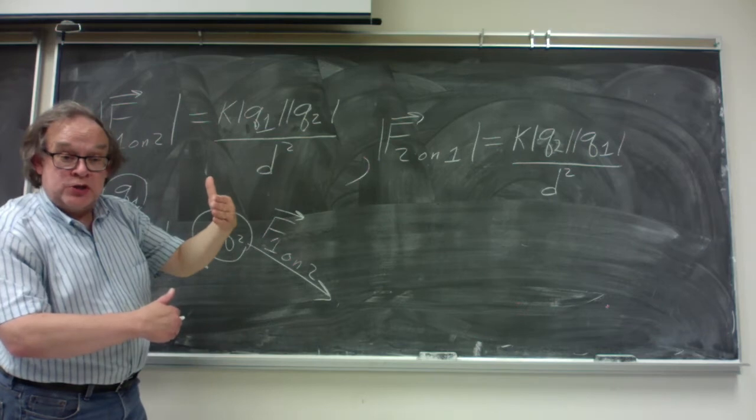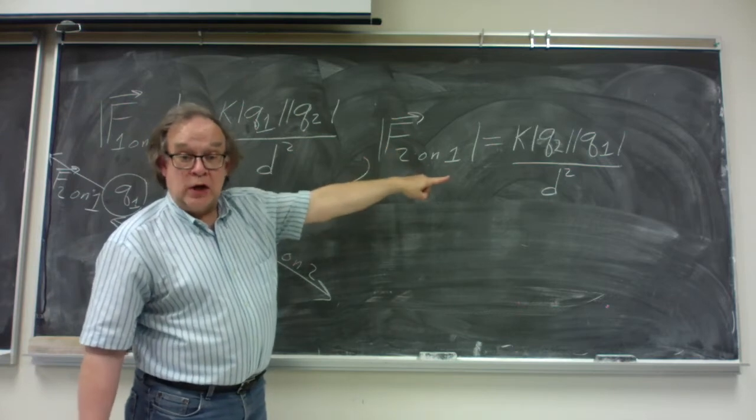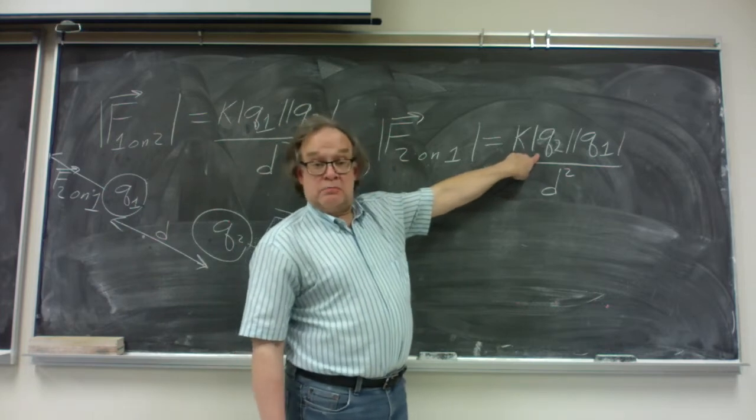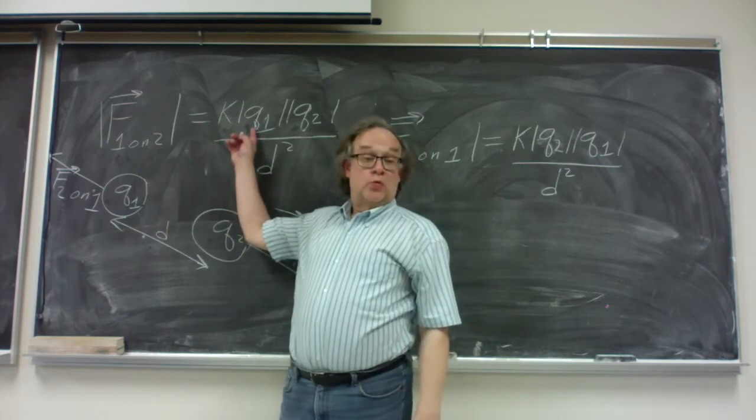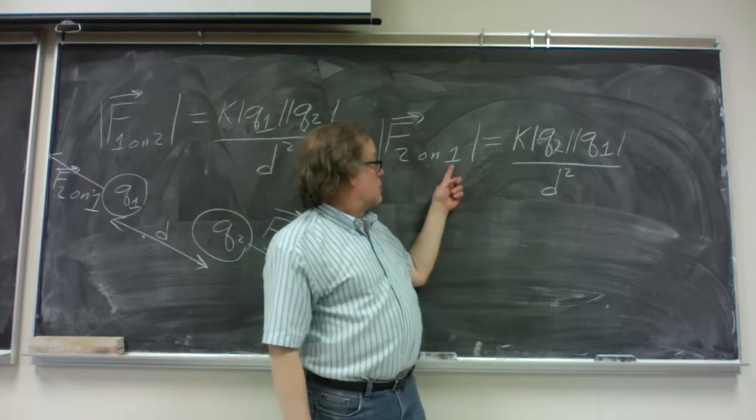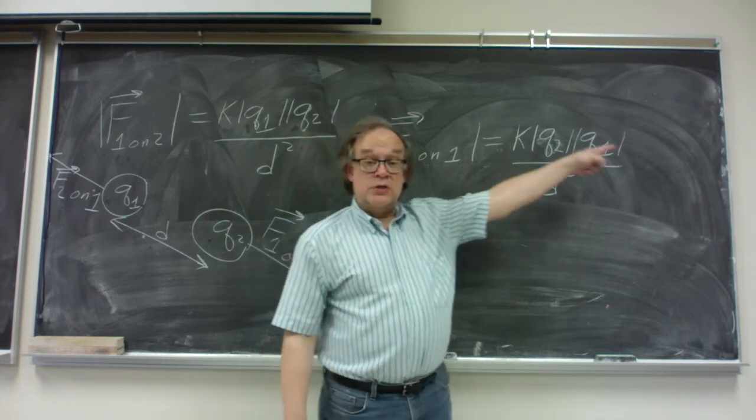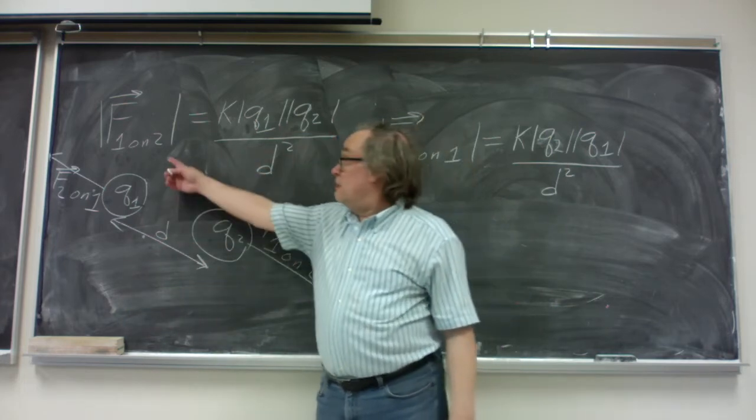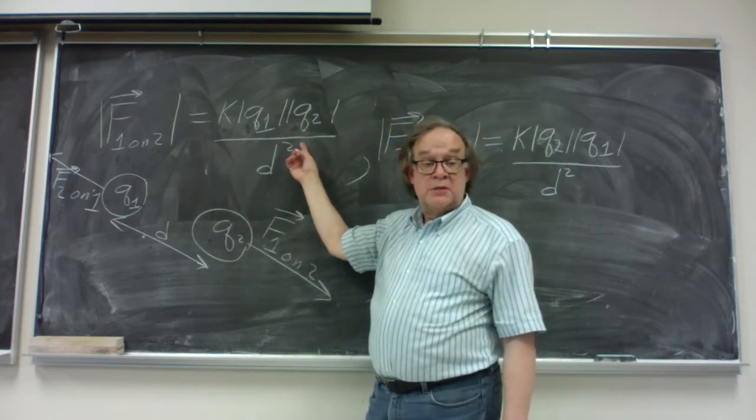What if we switch things around? Instead of a force from 1 on 2, we look at a force from 2 on 1. Now, 2 is the source, so 2's charge goes in this first slot. That's the source slot, just like 1 was the source in this case. So charge 1 goes in the first slot. And now this is a force on 1, so the charge of the thing that feels the force goes in the second slot here, just like the thing that felt this force, thing 2 felt this force, so thing 2's charge goes in the second slot.